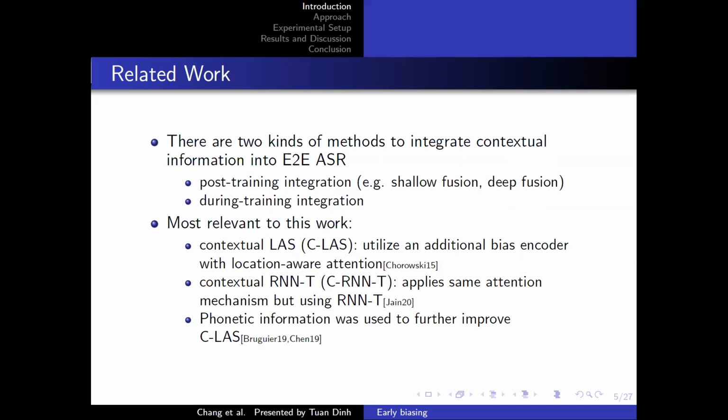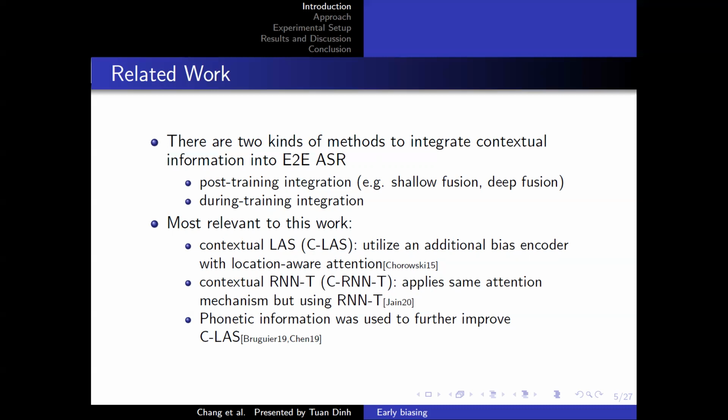There are two main kinds of methods to integrate contextual information in end-to-end ASR systems: post-training integration, such as shallow fusion, and during-training integration approaches. The most relevant to this work are contextual LAS, listen, attend, and spell, as proposed by Google. CLAS used an additional context encoder with location-aware attention.